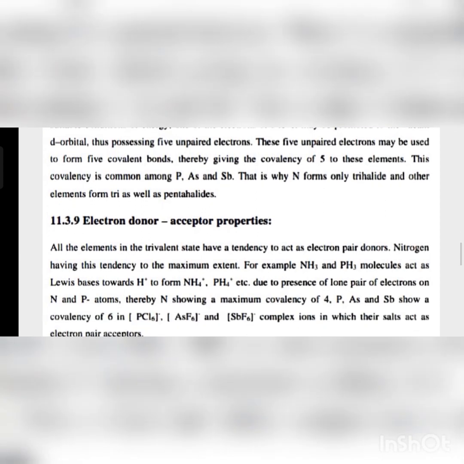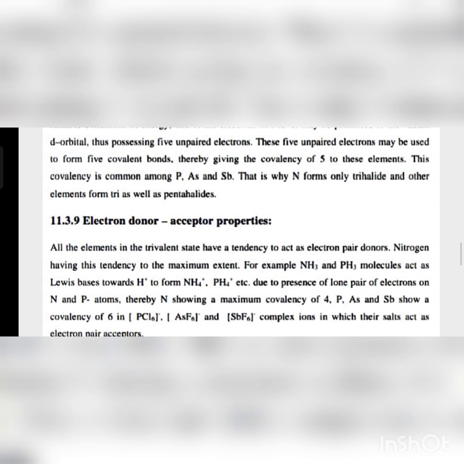Electron donor acceptor properties. All the elements in the trivalent state have a tendency to act as electron pair donors, nitrogen having this tendency to the maximum extent. For example, NH3 and PH3 molecules act as Lewis bases toward H+ to form NH4+, PH4+, etc.